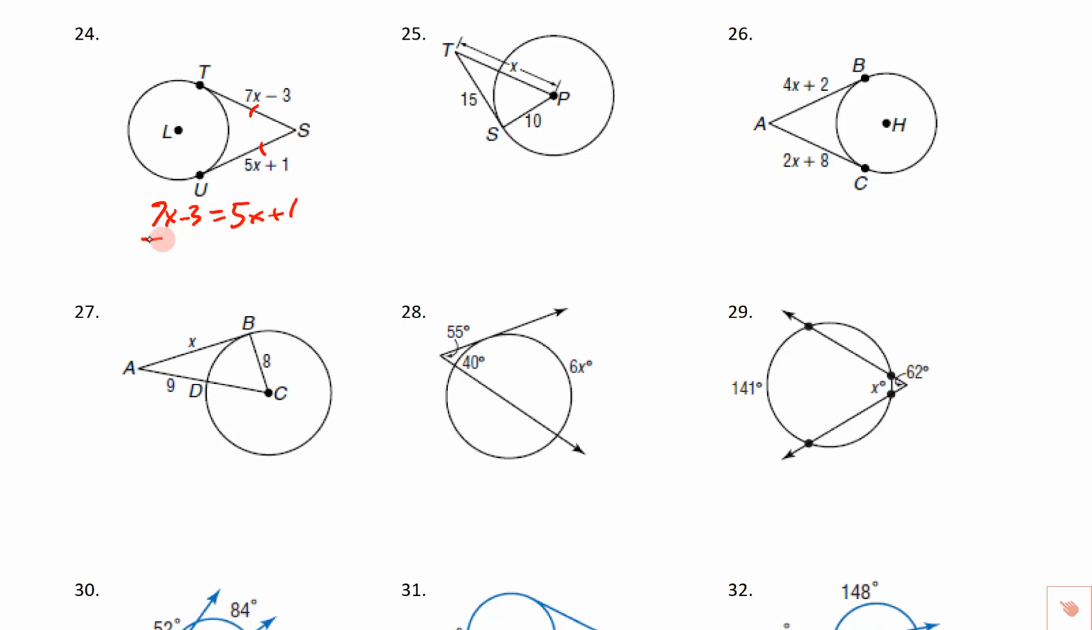So I'll move the 5x over to the other side by subtracting. I'll add the 3 to this side, so we're going to have 2x equals 4. So we're going to get x equals 2 on this one. And it does just say solve for x for this part of the instructions.